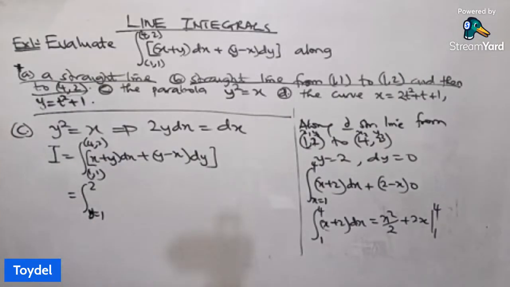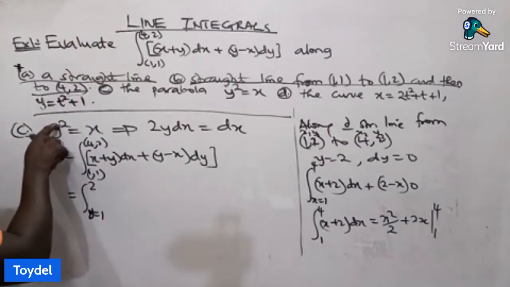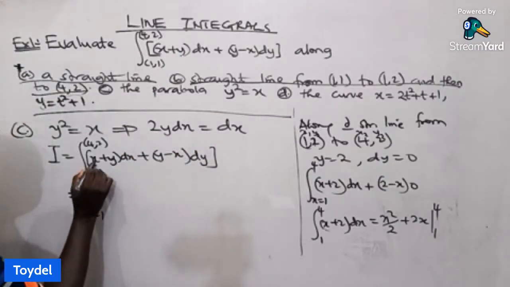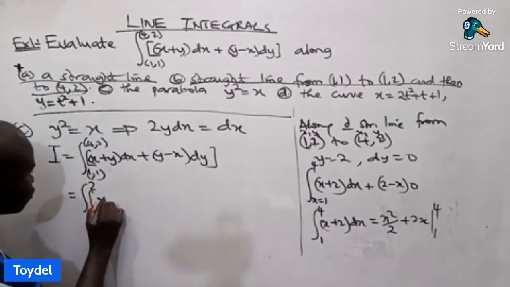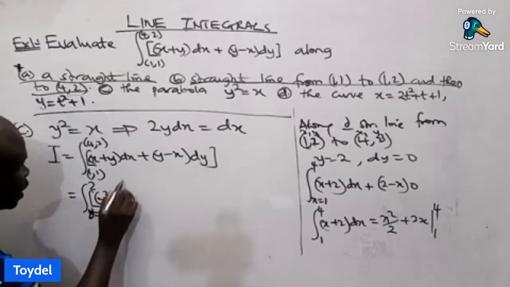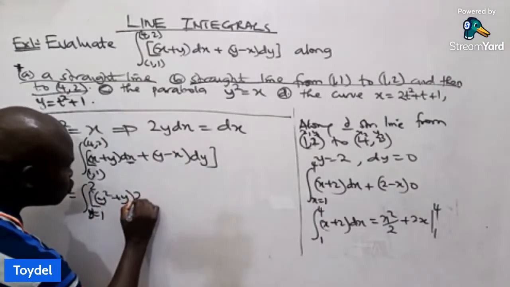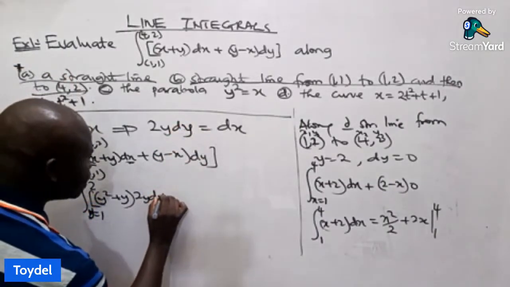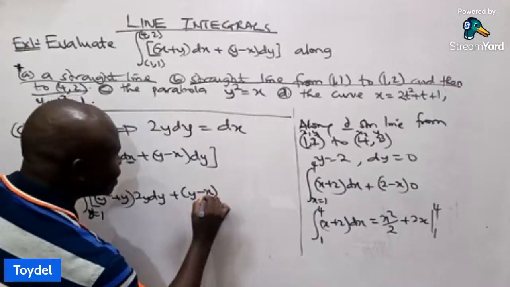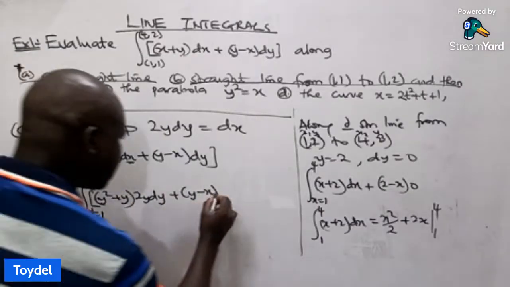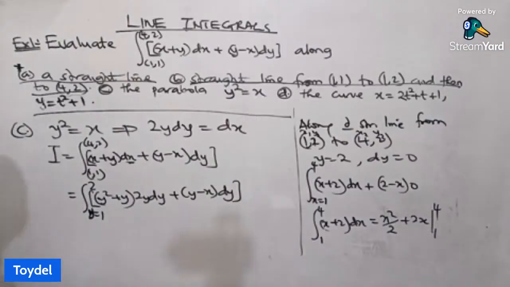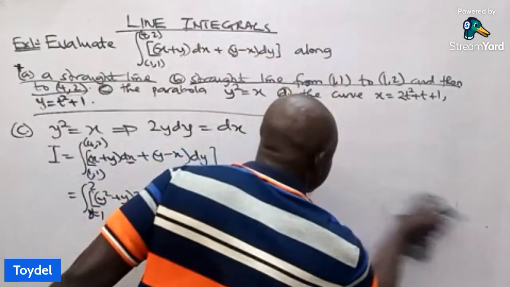Then if we want to do our substitution now, what do we do? Wherever I see x here, I change it to y squared. Wherever I see dx, I change it to 2y dy. So instead of x, I'll write y squared plus y, and instead of dx, I'm going to write 2y dy, plus y minus x dy. Then this is what I'm going to evaluate along the parabola.